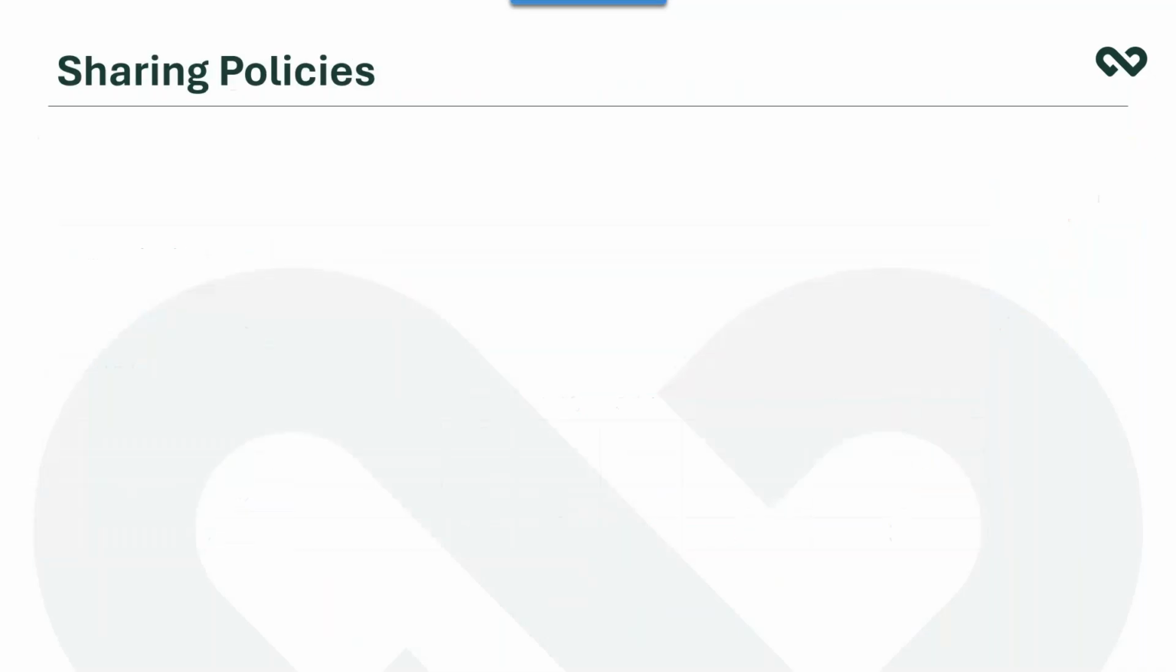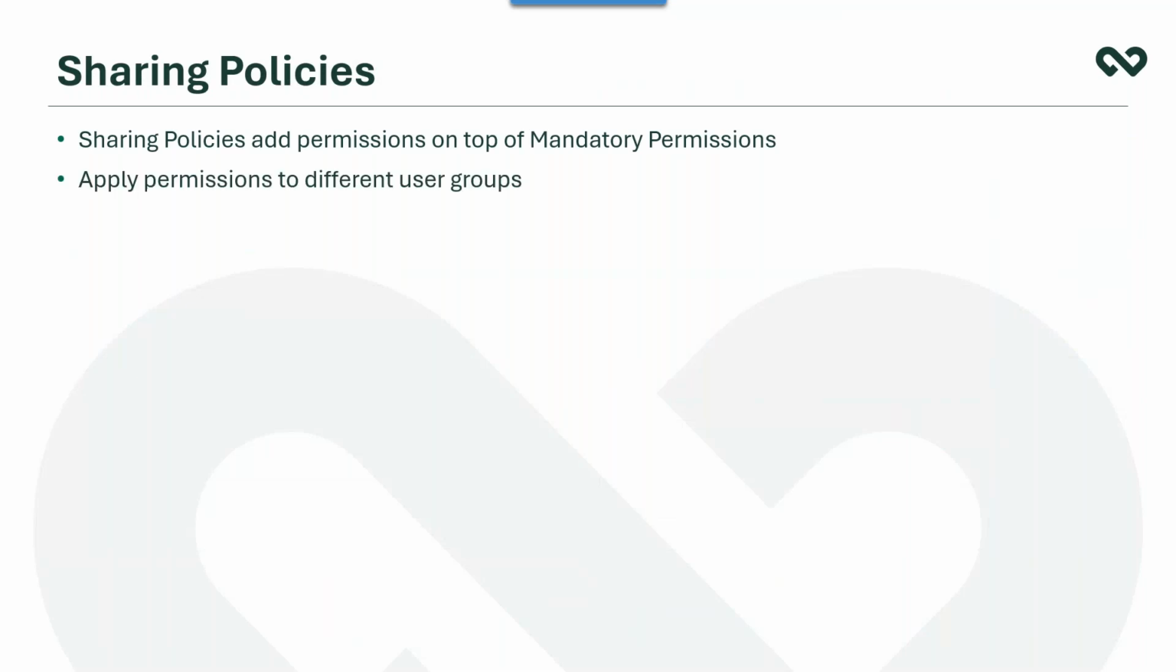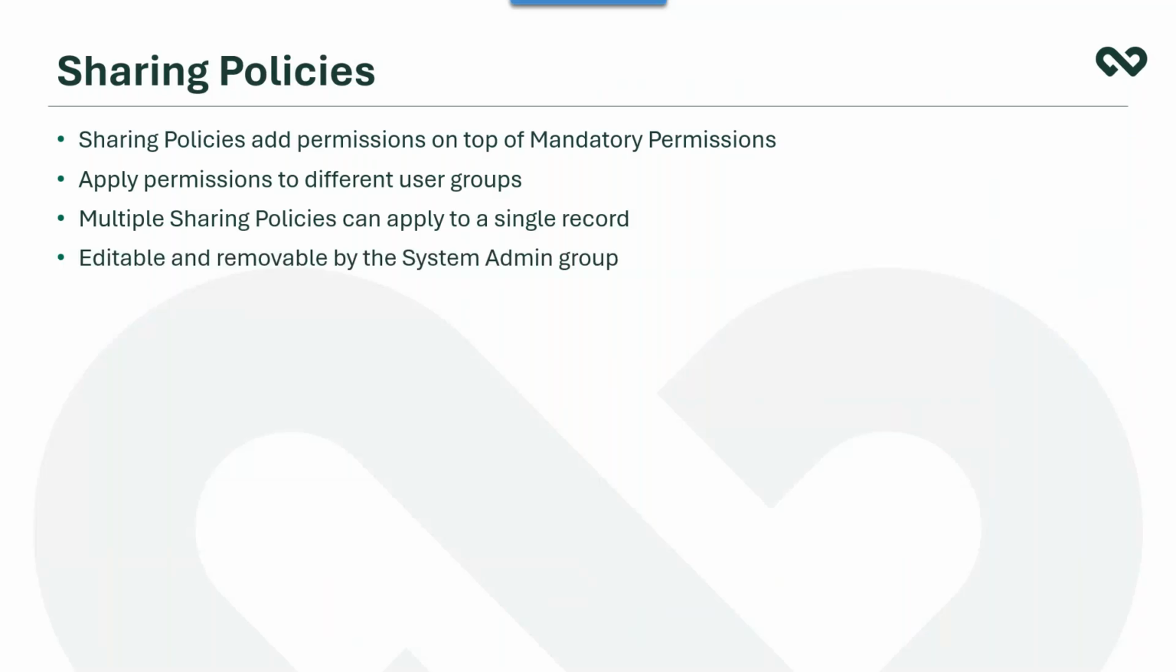Now let's talk about sharing policies. Sharing policies are an additional set of permissions that sit on top of mandatory permissions. They apply permissions to different user groups, and you can apply multiple sharing policies to a single record. Both these sharing policies and rule sets can be edited or deleted by the system admin group.